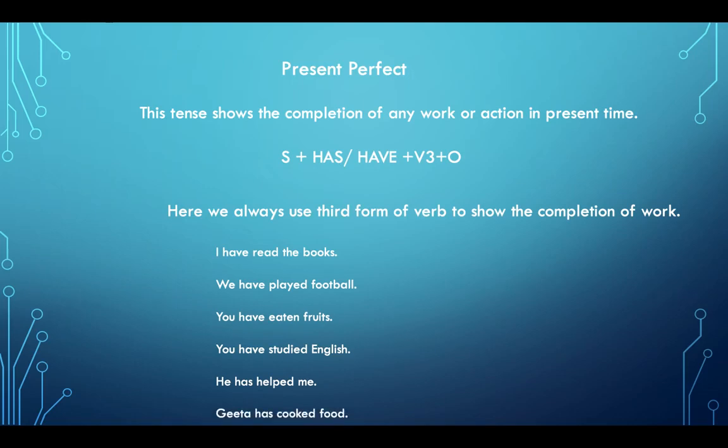Geeta has cooked food. So, Geeta has completed her work in present time. Has and have speak about it. Has and have, we use it in present form. Later on, after completion of these tenses, I will talk about particularly where we use have and has with which person. Generally, here I am telling you that have and has is being used in the present form. But in particular, with which person we use have and has, I will deal with after your tense chapter.